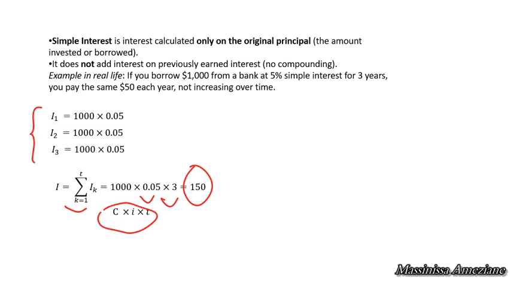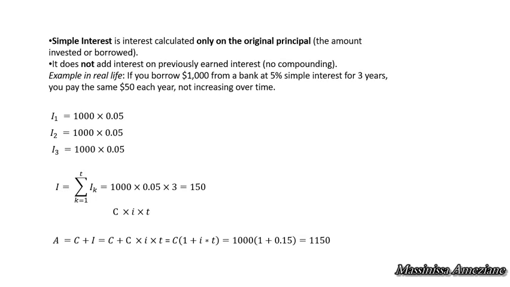This is the formula for finding the interest. The total interest is I equals C times i times T, where C is the amount invested or borrowed, i is the interest rate, and T is the number of periods. In this example, it is years.